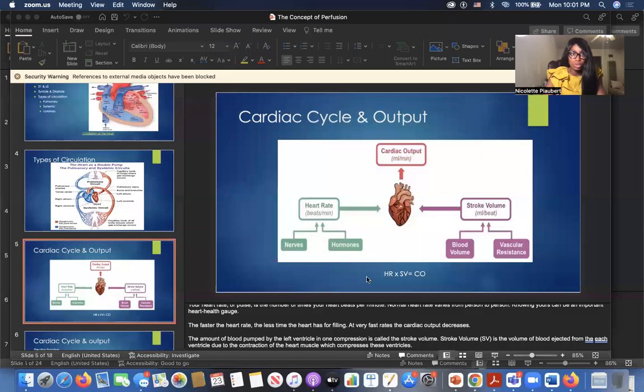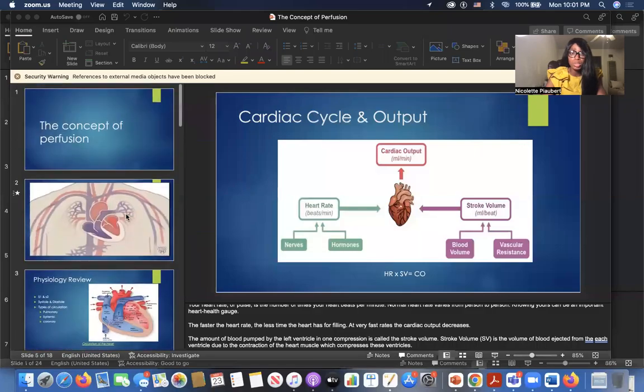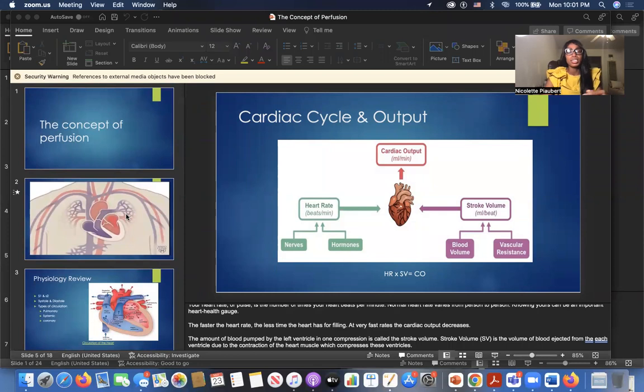Hello, students. We are going to be covering information for the third exam. So let me share my screen for you so you can look along with me. We're going to be first looking at the concept of perfusion.